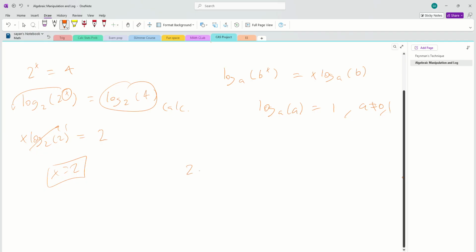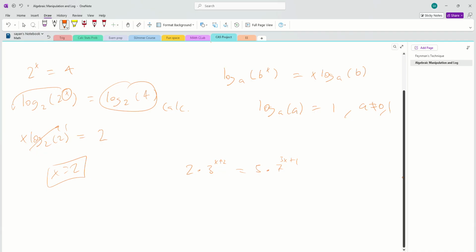For example, 2 times 3 to the power of x plus 2 is equal to 5 times 7, I don't know, 3x. Okay, let's say that, or plus 1. Let's say that this was what you got. So in order to solve this, we're going to take log on both sides.